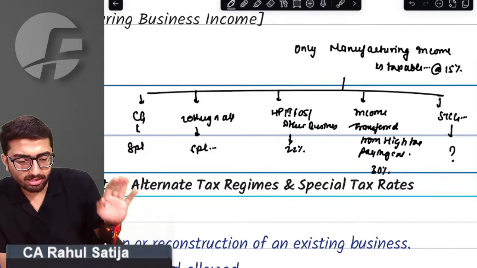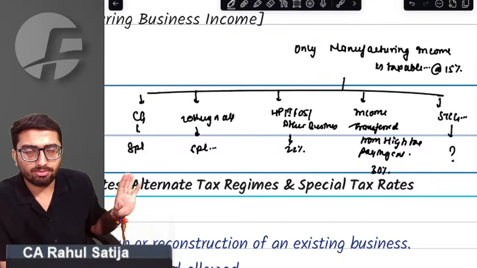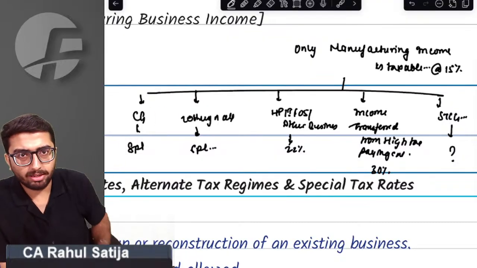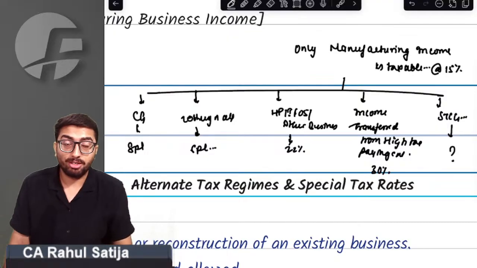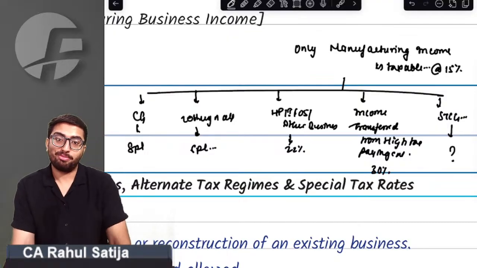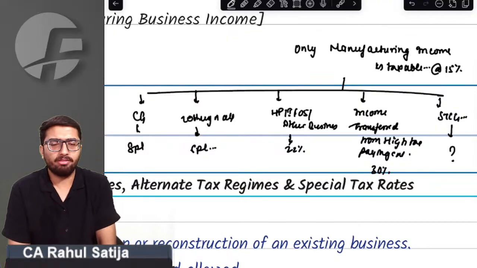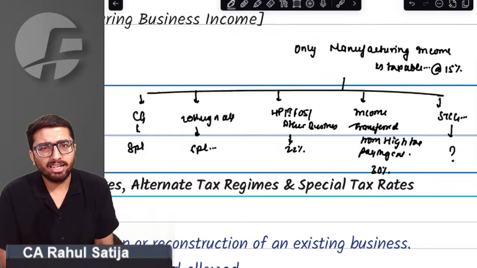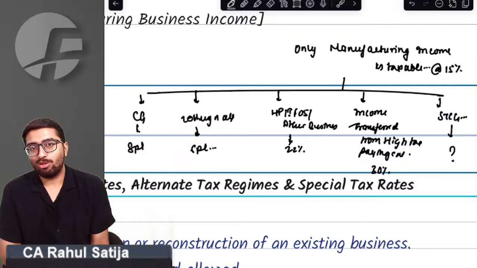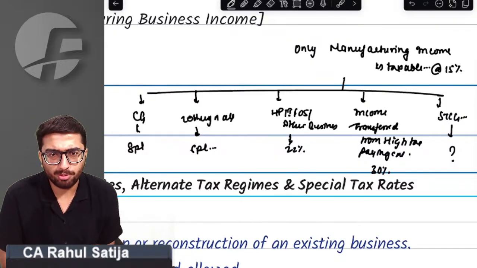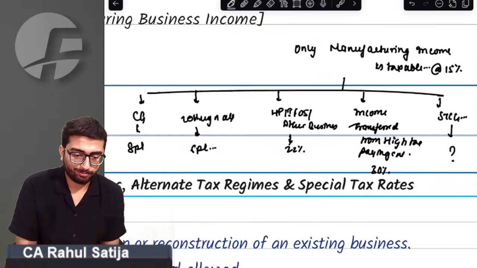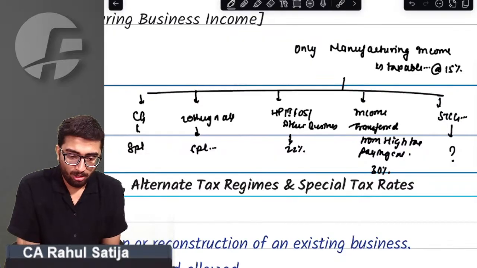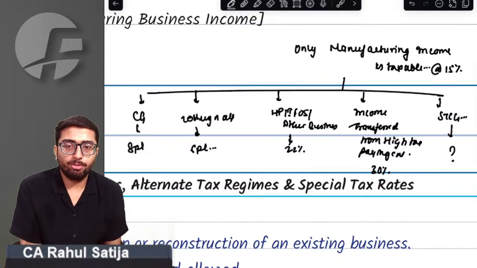Sir, what will be the tax rate for short term capital gain? See, we have studied short term capital gain is taxable at the rate slab. Not under section 111. It is not the short term capital gain referred under section 111. Sir, a regular short term capital gain, how will that be taxed? I want to know, sir, what will be the tax rate? According to you, what should be the tax rate?